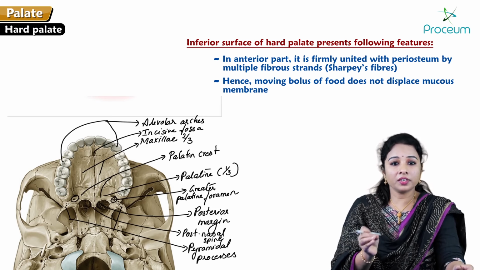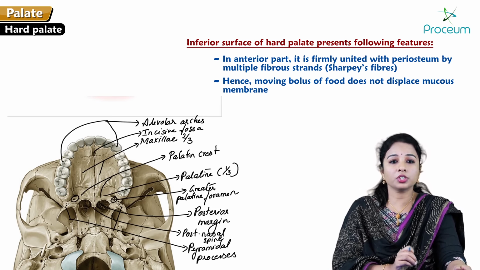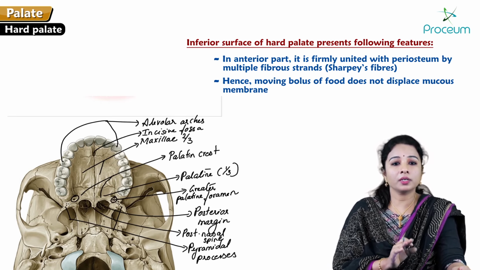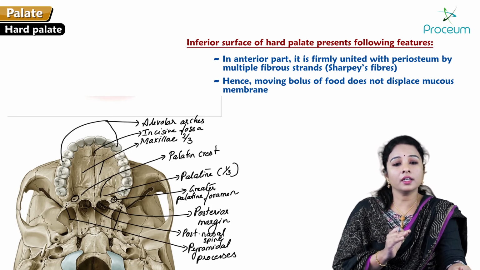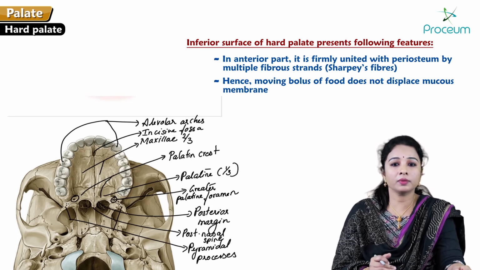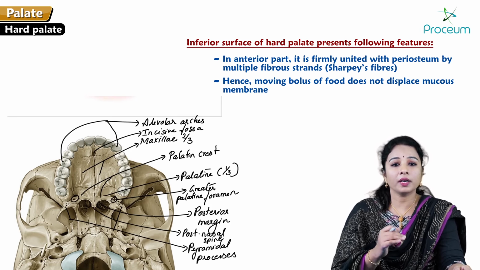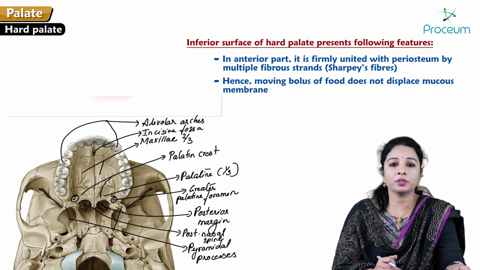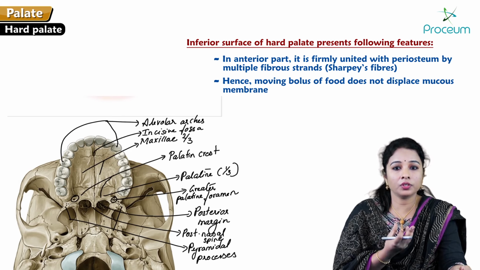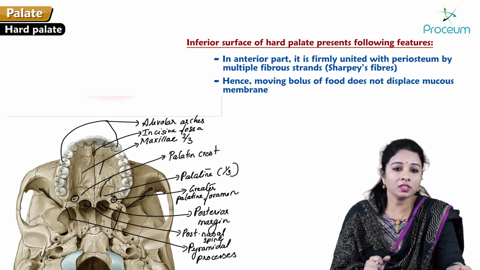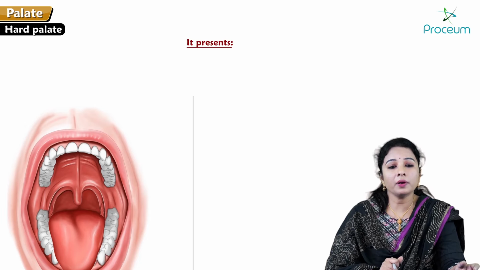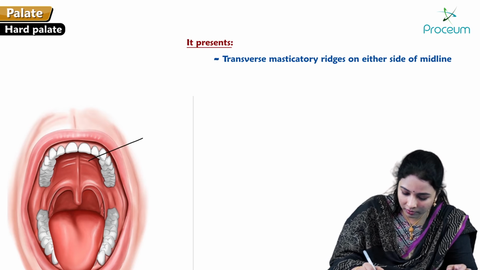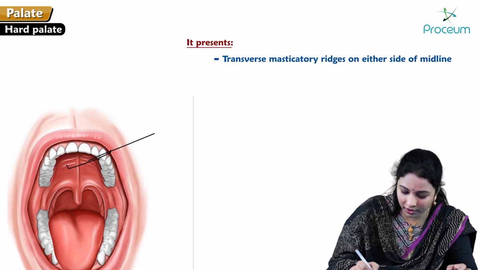Palatine rugae are the curved ridges which are present near the posterior border of the hard palate, and the masticatory mucosa is the mucous membrane lining the hard palate. In the anterior part it is firmly united with the periosteum of the hard palate by multiple fibrous strands called Sharpey's fibers. Hence, the moving food bolus does not displace the mucous membrane. So, the hard palate exhibits transverse masticatory ridges, which are transverse ridges present on either side of the midline.